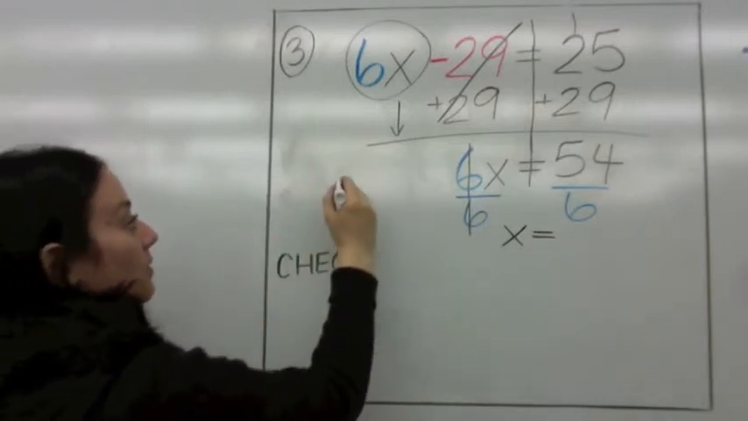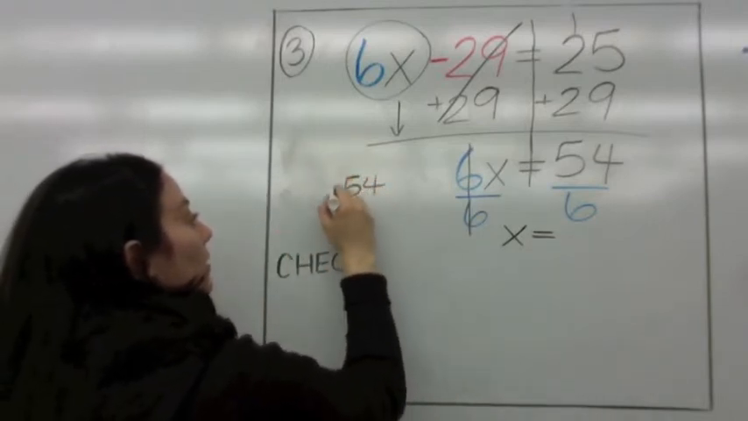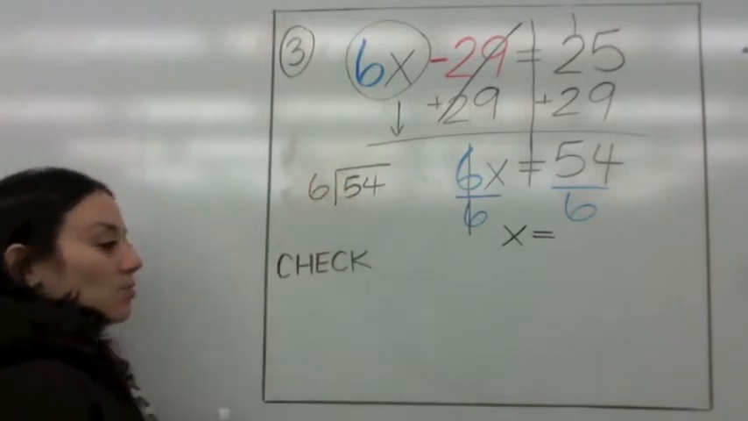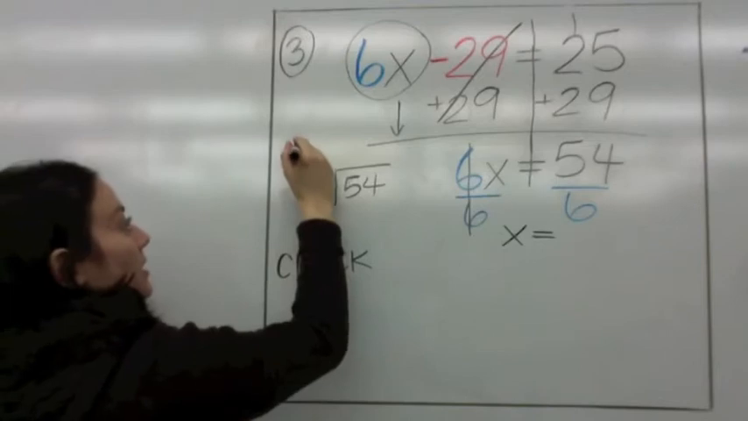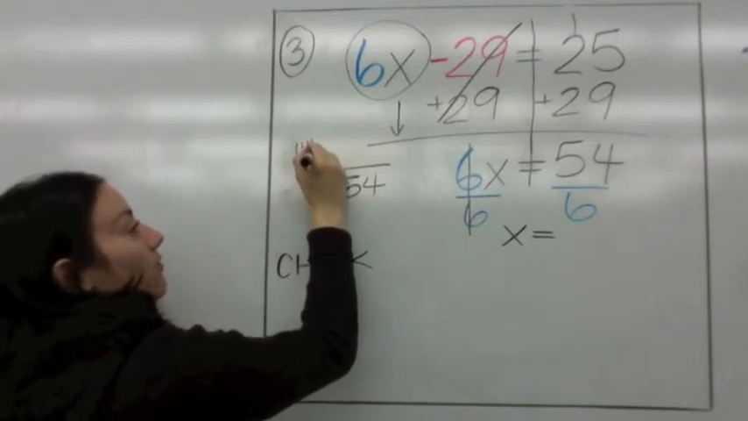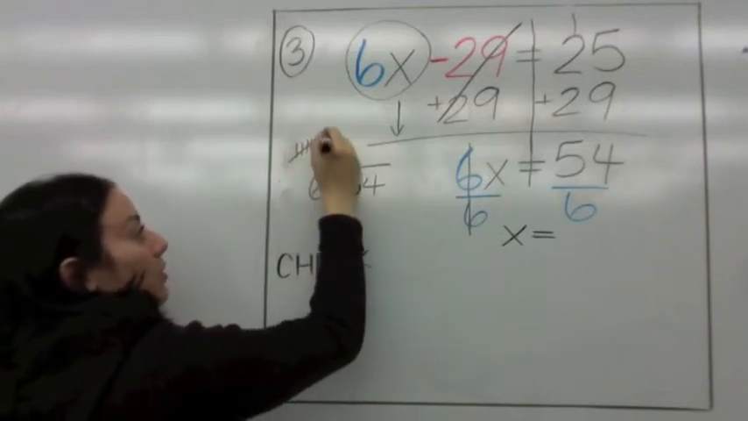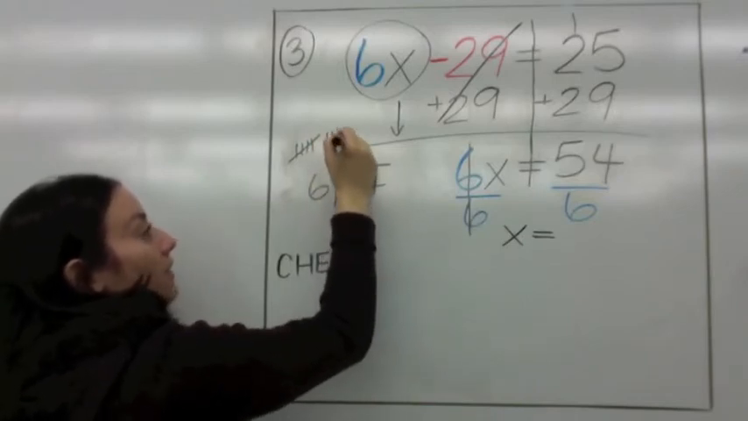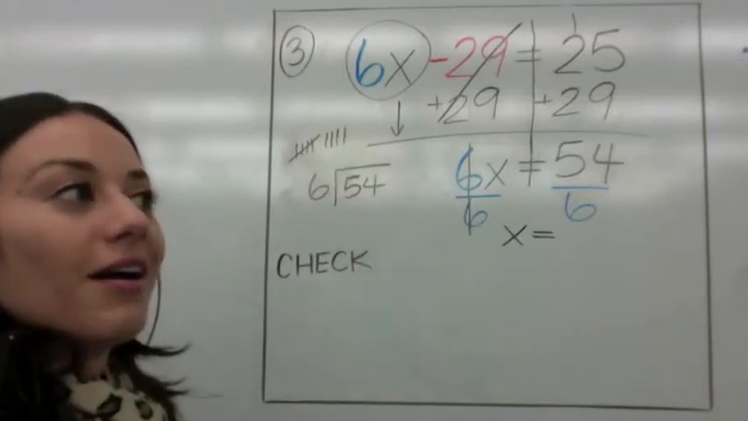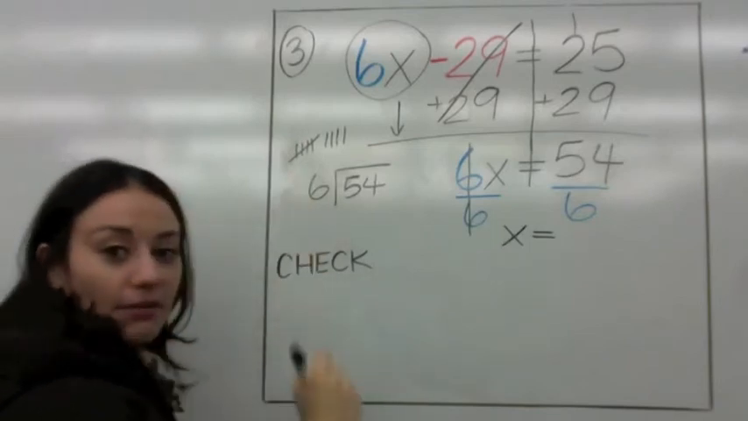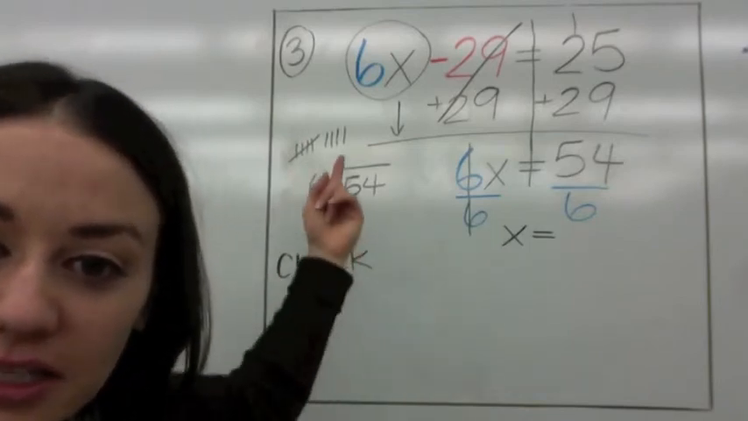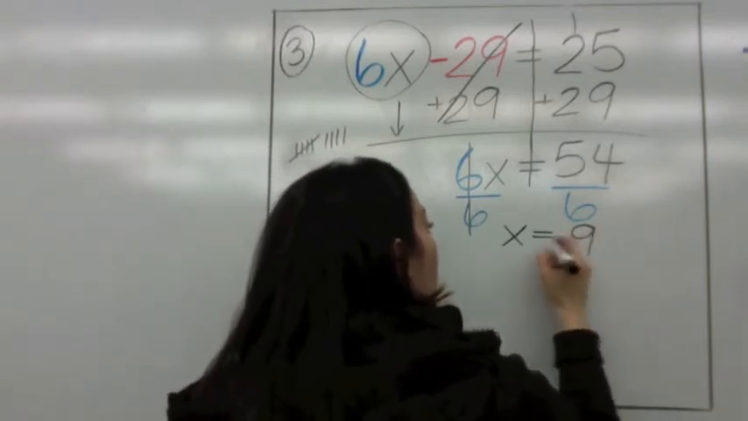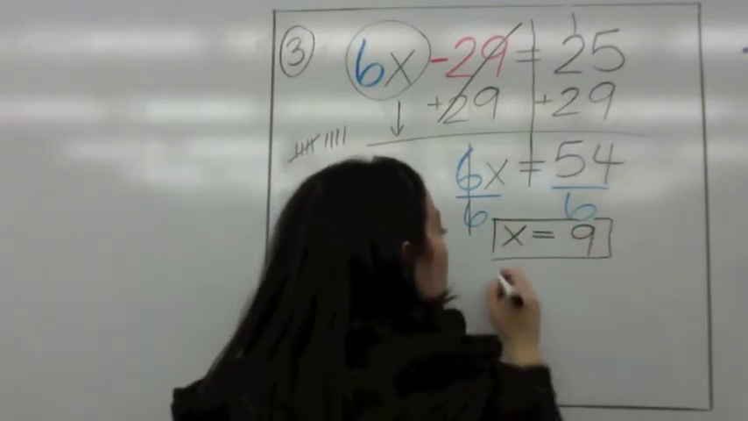Now we have 54 divided by 6. So we're going to skip count by 6. Remember how to do that? It is 6, 12, 18, 24, 30, 36, 42, 48, 54. That's a lot. How many tallies did I write? That's 5 plus 4. What's that? It's 9. Very good. It is 9.